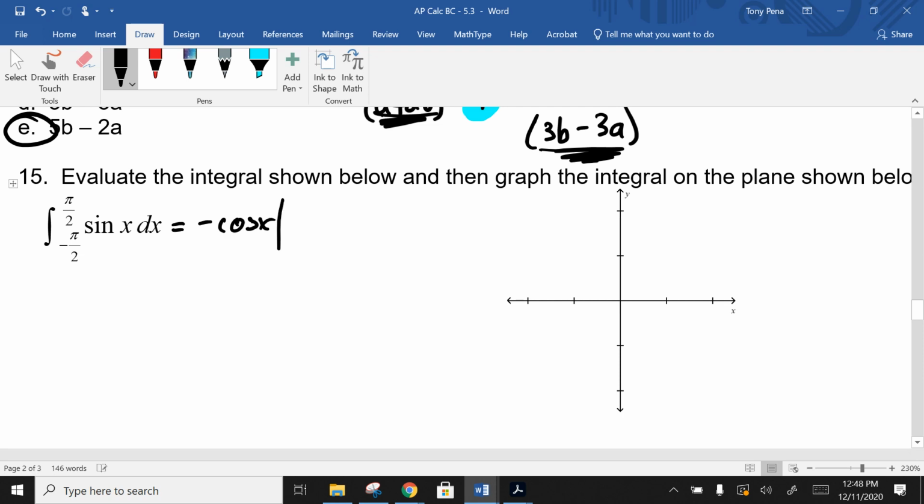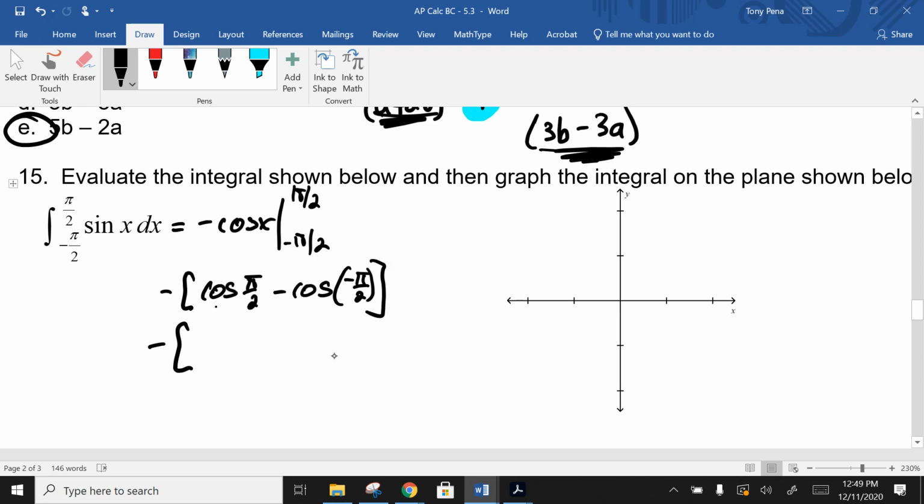We're going to get a negative cosine of x from a negative pi over 2 to pi over 2. Again, I'm going to ignore that negative so we don't get too complicated with signs. I'm going to pull it out, and then we plug in our upper limit. Subtract, plug in your lower limit. The x-coordinate at the 90-degree angle at the top of our circle is 0, minus the x-coordinate at negative pi over 2, the bottom of our circle. So instead of going up 90, we go backwards 90. So wouldn't that x-coordinate also be 0? So this integral has a value of 0.